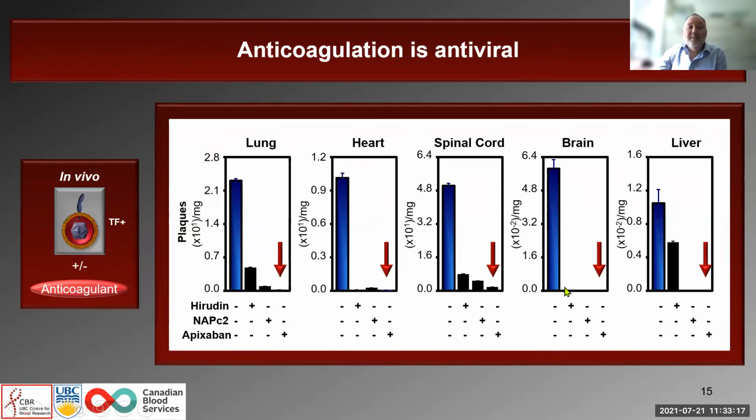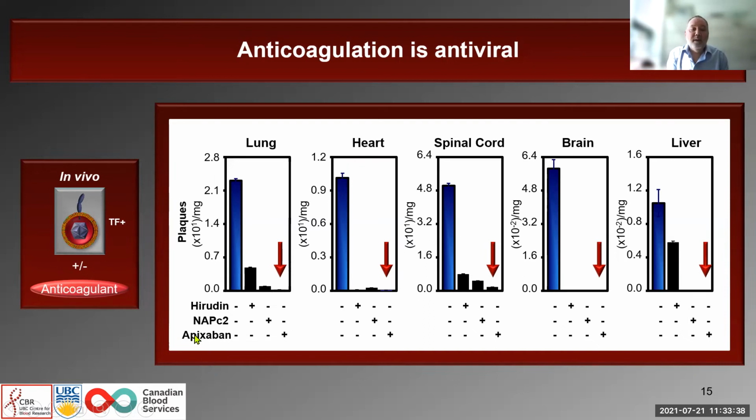However, inhibition of infection was also facilitated by NAPC2, a known inhibitor of 10A and the tissue factor 7A 10A complex, suggesting that upstream factor 10A may also be involved. Therefore, the effect of a 10A-directed anticoagulant was investigated.